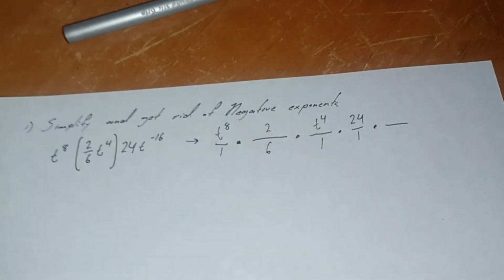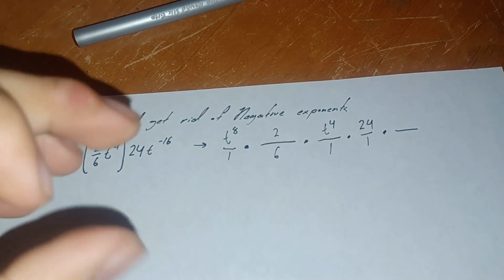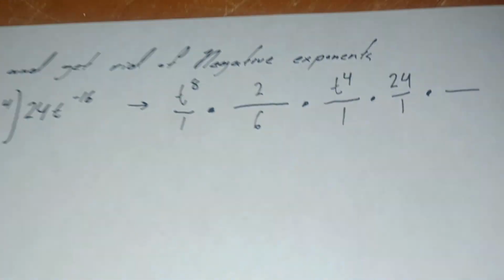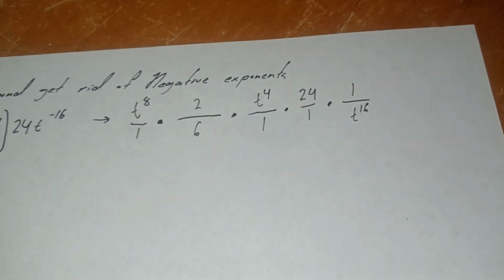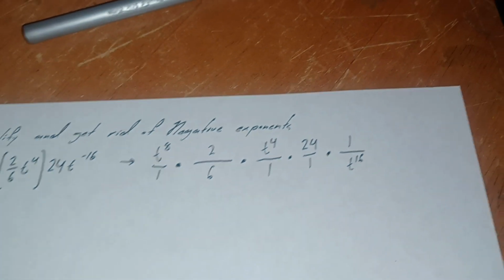We want to multiply that, but we want to get rid of the negative 16, the exponent. How do we do that? We inverse it to get rid of the negative 16. So it's going to be 1. We're going to put the 1 on top this time, and t to the 16th on the bottom. So when you flip it, that is how you get rid of the negative on it.